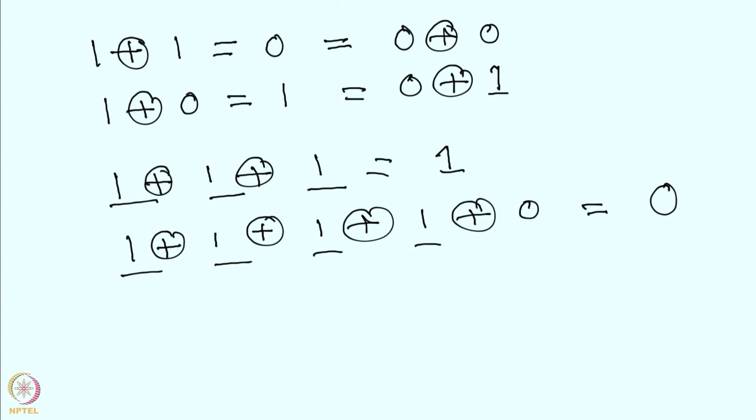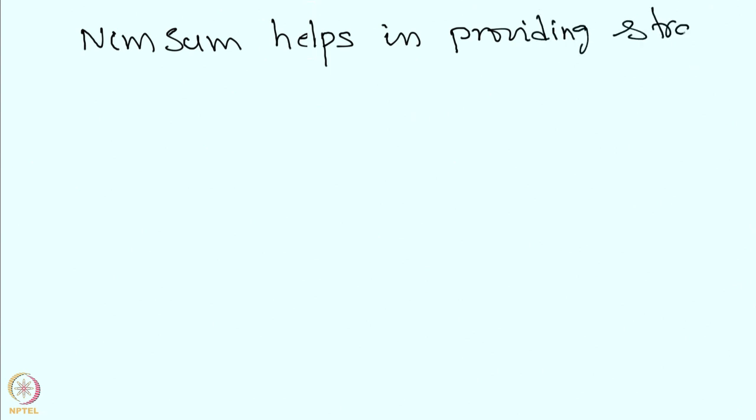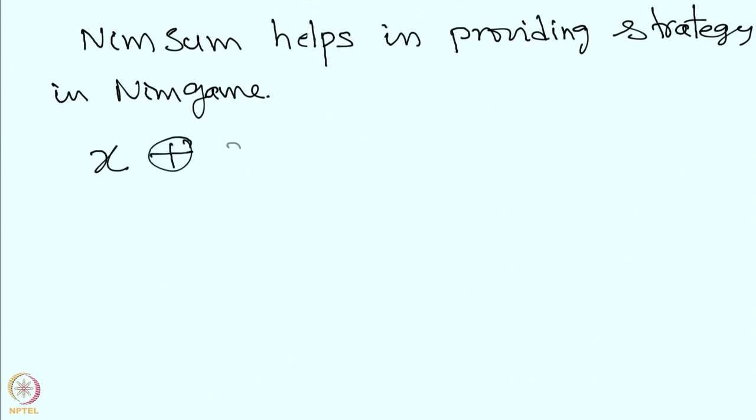This number arithmetic is a very, very useful thing in providing the solution to the Nim game. Nim-Sum helps in providing the strategy in the Nim game. Okay. So, let us look at how this is done. One thing I would like to point out is that for any number x, x Nim-Sum x is always 0. This is a very important point we should remember.